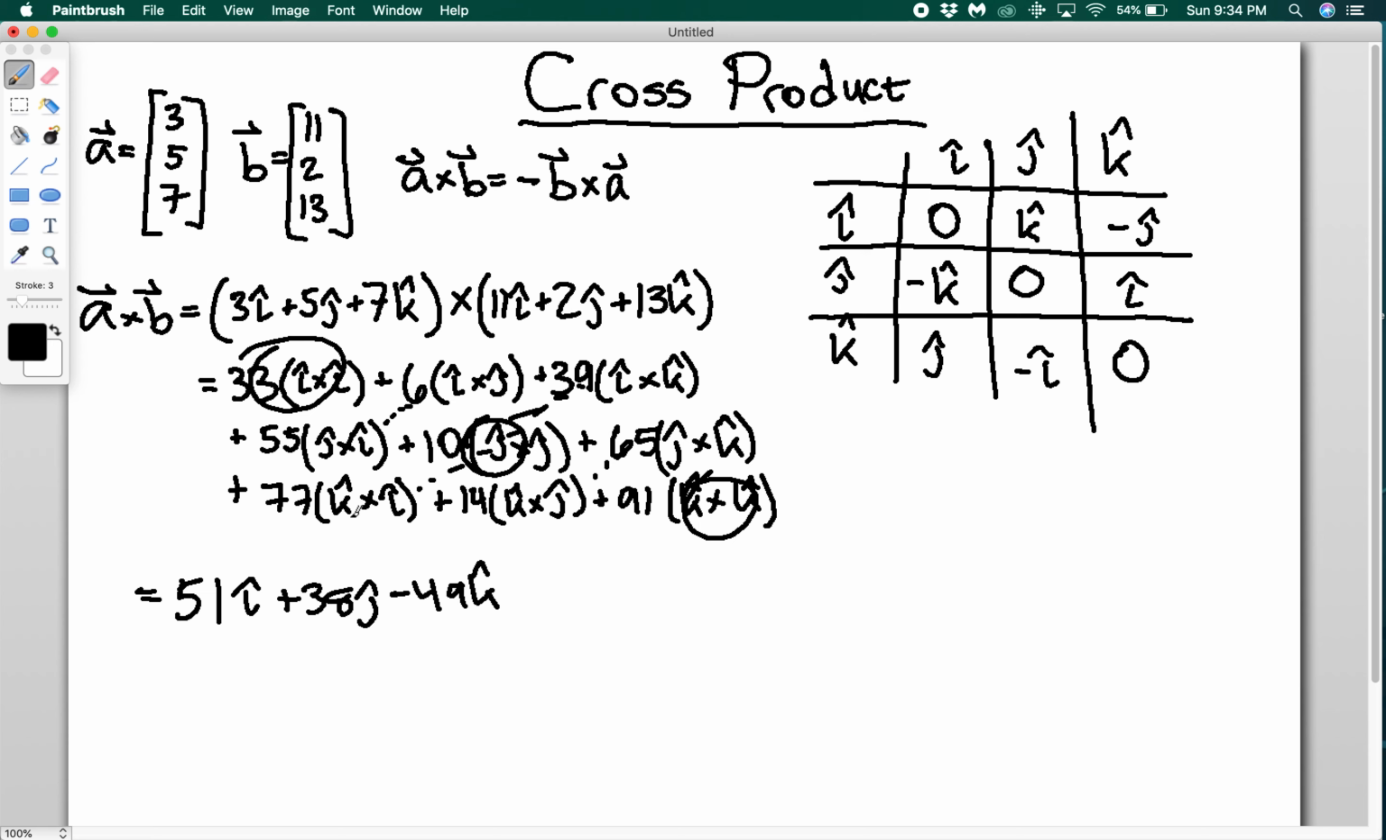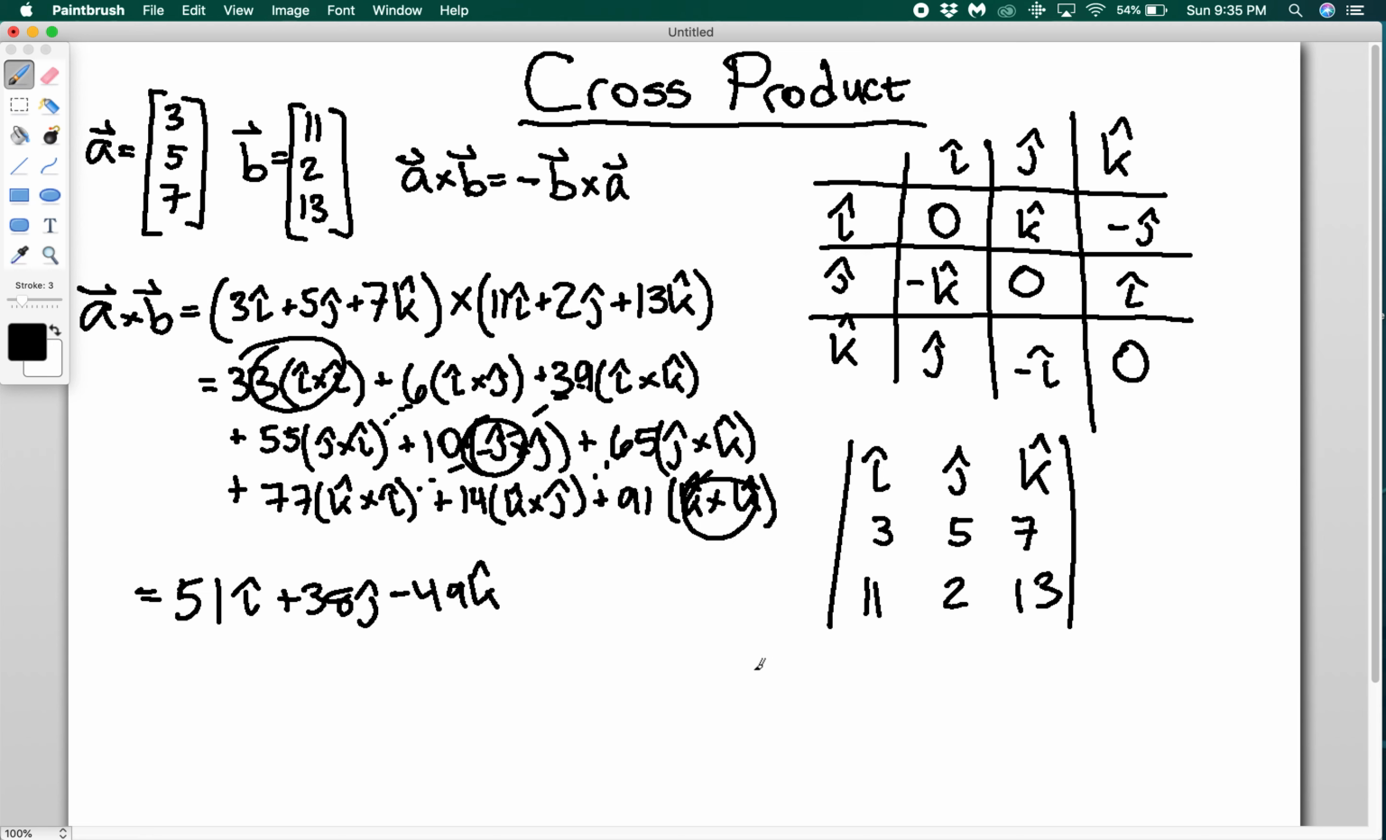Now, it would be a pain to do this out every single time you wanted to do a cross product, right? So there is an easier way to do it. The easier way is to simply write i hat, j hat, k hat, then write your two vectors here. So 3, 5, 7, 11, 2, 13. Take the determinant of this matrix. So you're making a matrix where this is your unit vectors, this is the components of vector A, and these are the components of vector B.